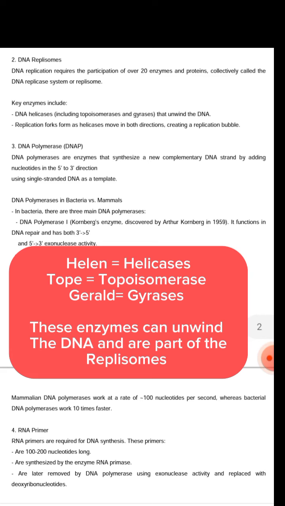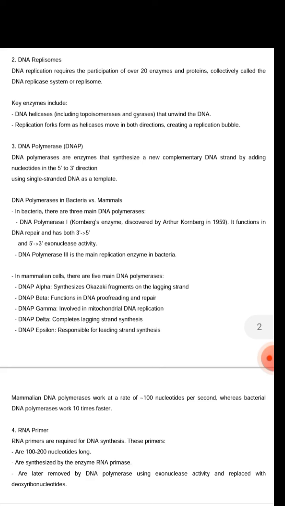So the DNA helicases include the topoisomerases and the gyrases. They are the ones that unwind the DNA. To unwind the DNA can mean two things. One, to break the hydrogen bond between the pairs of bases. Number two, it also means to unzip the double helix structure of the DNA.